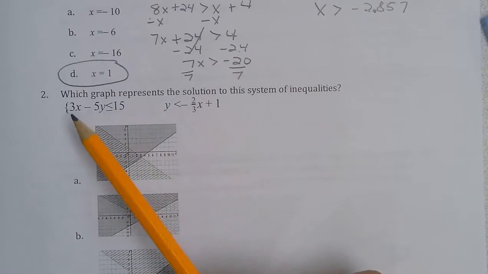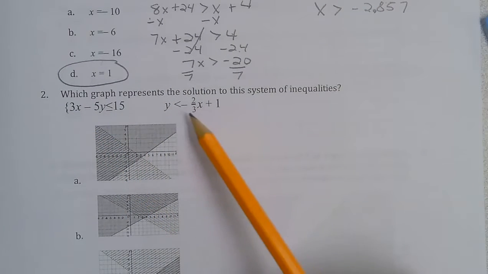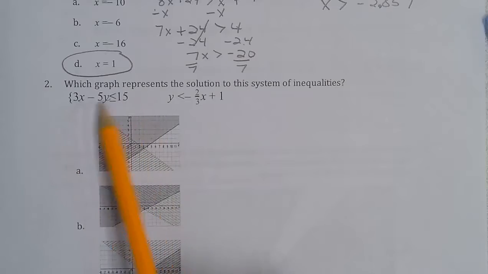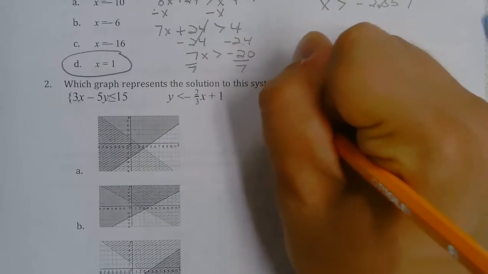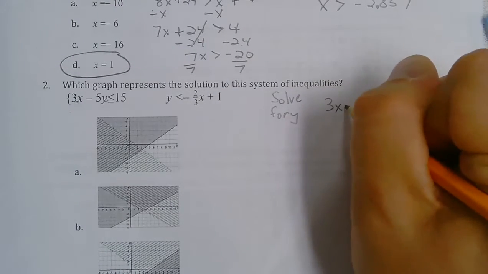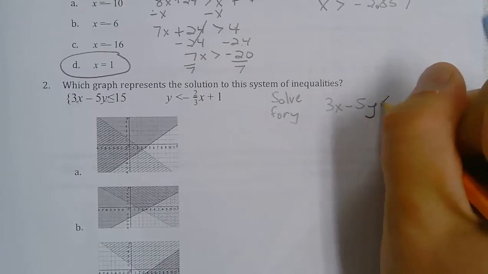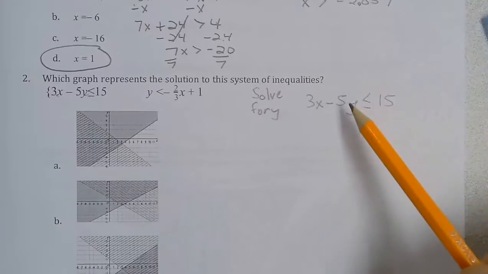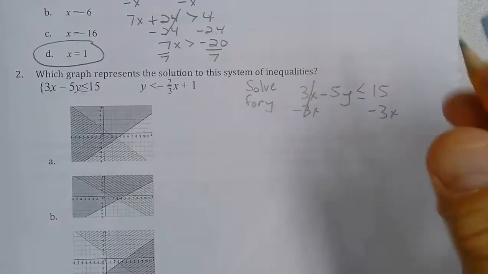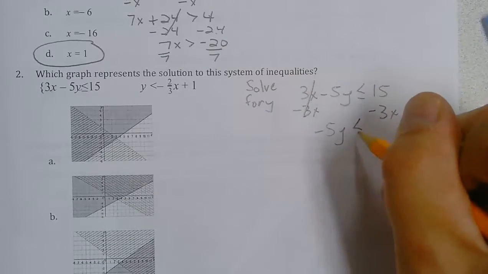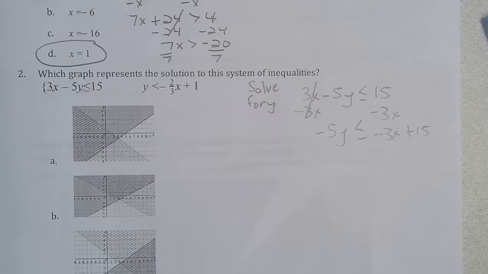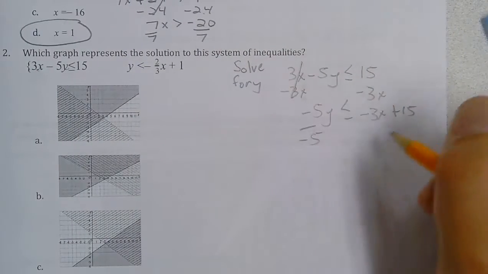Now, what we're going to do here is look at, well, how would we shade these solution regions? So what I'm going to do is take this inequality in standard form and solve it for y. So over here, I'm going to solve 3x minus 5y is less than or equal to 15 for y. So I'm going to subtract 3x from both sides. And you would have negative 5y is less than or equal to negative 3x plus 15. Then from there, divide everything by negative 5.